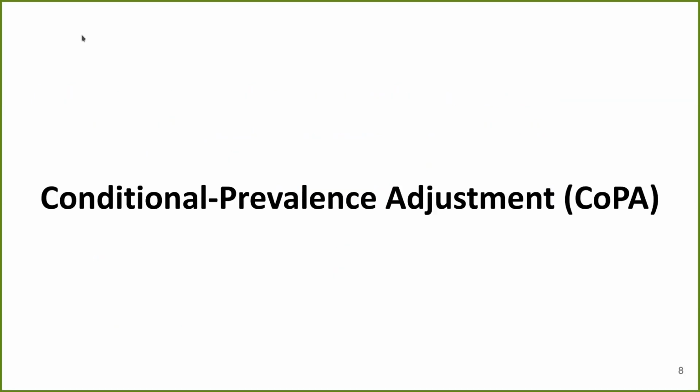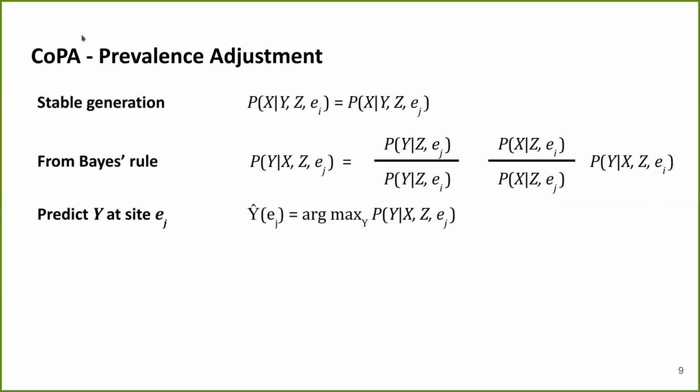Next, we'll formulate the way to adapt to different domains or different sites using conditional prevalence. We name our approach CoPA. We start with a stable generation assumption. This is a generative distribution, so we use Bayes' rule to invert it. We can predict the label y of a new sample at the site, Ej, by taking the argmax of the predictive distribution. By dropping some terms, we can obtain a simplified equation.